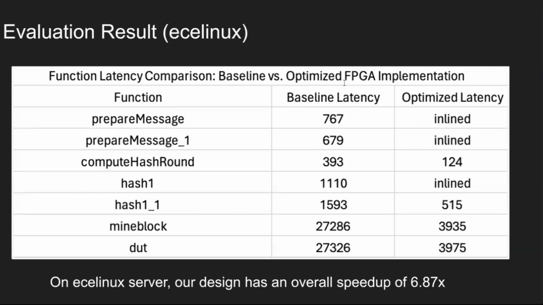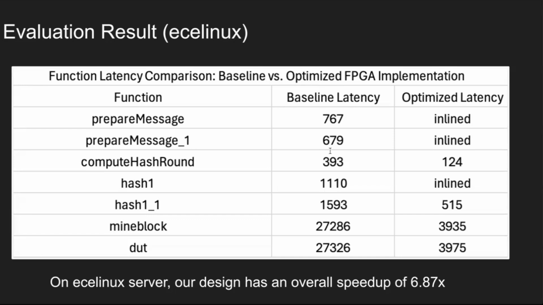Now we want to move on to talk about the evaluation of our result. Here is the evaluation result for our FPGA implementation on the ECE Linux platform, focusing on the latency improvements achieved by our optimized design compared to the baseline. As you can see in the diagram, for prepare message, both functions were fully inlined in the optimized design, effectively eliminating their latency and improving the overall execution speed. And for compute hash round, the latency reduced from 393 cycles to just 124 cycles.